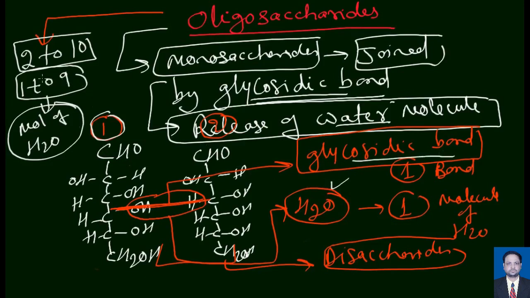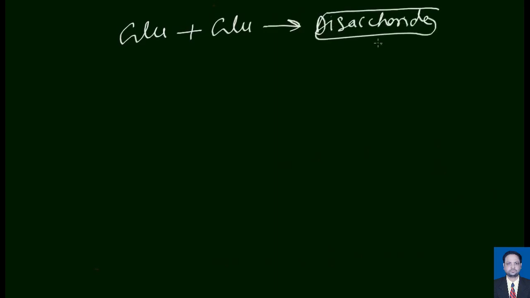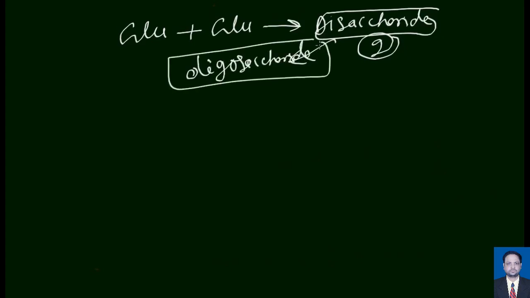So we know that oligosaccharides are made up of monosaccharides joined, 2 to 10. So these 2 to 10 monosaccharide molecules will release 9 molecules of water in total to produce a chain of oligosaccharide. Got it? Suppose we are joining one glucose molecule with another glucose molecule, we'll find a disaccharide. This disaccharide contains two simple sugars, and it is a form of oligosaccharide.